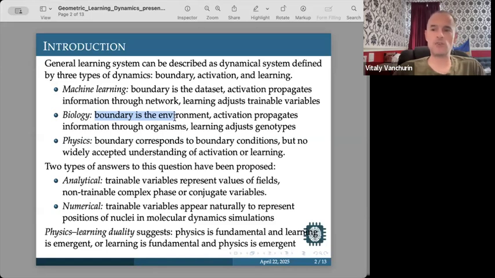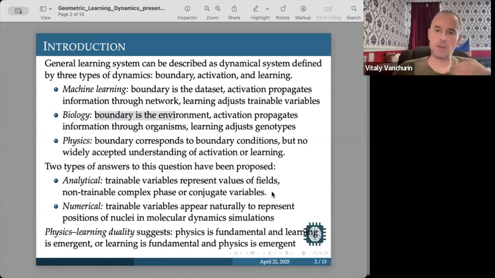Now in physics, it's a bit trickier because the learning framework is not the framework we are used to. We do have boundary dynamics. We have to specify boundary conditions whenever we're trying to solve any kind of problem, but there isn't a widely accepted understanding of what would be activation or what would be learning dynamics.